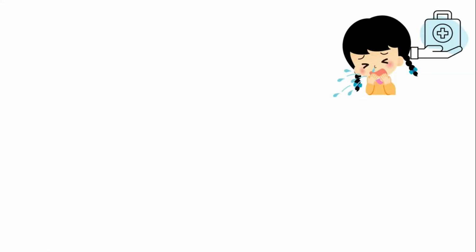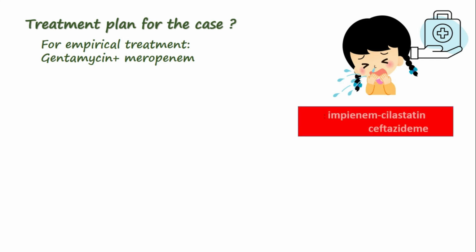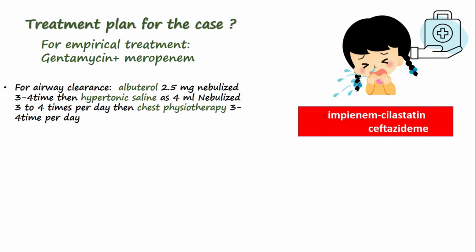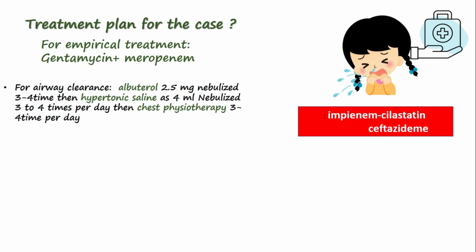And now you can stop the video and try to build the treatment plan for acute exacerbation and for chronic maintenance therapy for the lung in cystic fibrosis. Now let's check your answers. Treatment plan for our case for pulmonary exacerbation: we add empirical treatment, we have chosen gentamicin and meropenem. Then you should add the airway clearance routine for exacerbation, which is albuterol, then hypertonic saline, then chest physiotherapy 4 times per day, and that's for acute exacerbation.